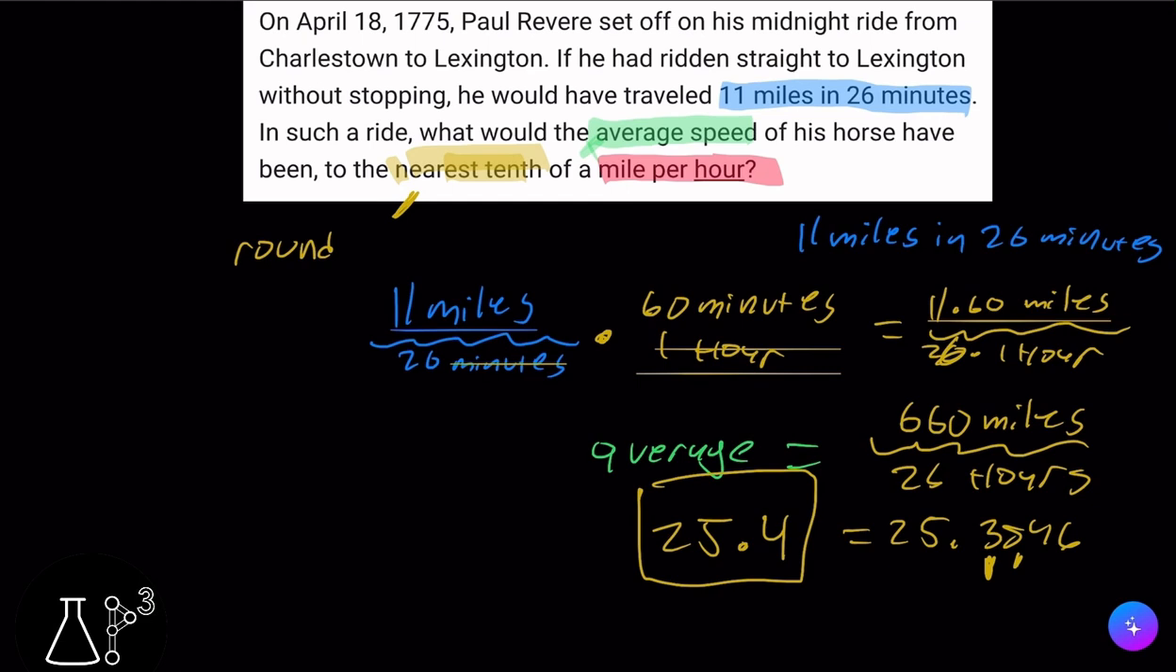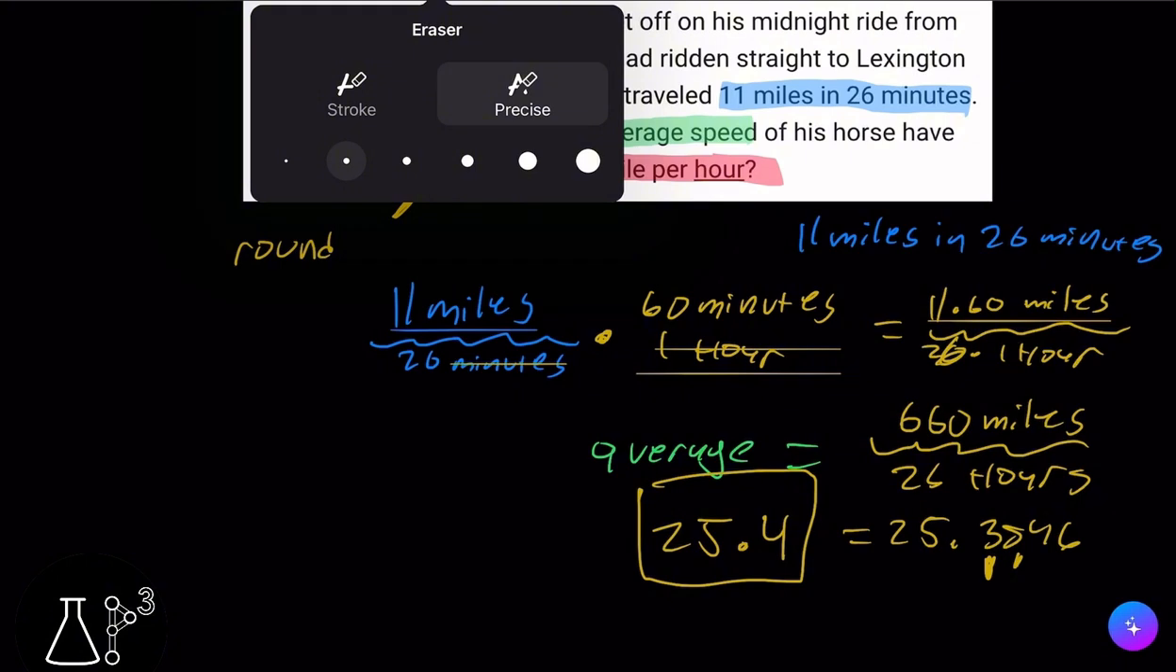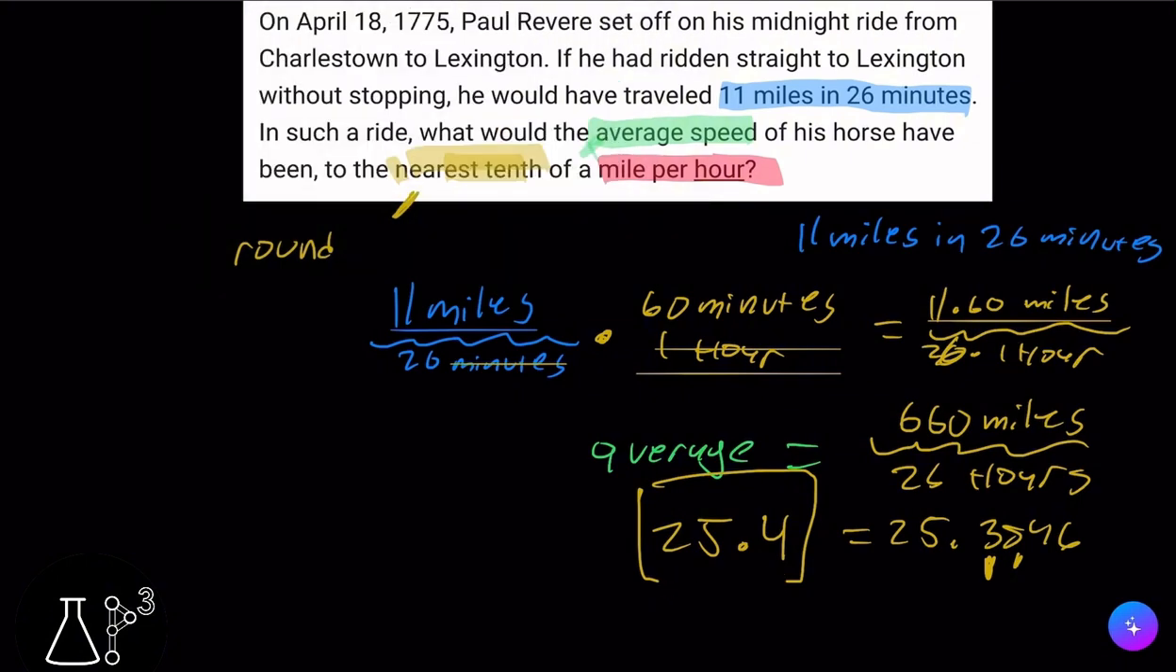So 25.4. Let me rewrite that with the measurements, because that is very important. So 25.4 miles per hour. And this is our answer.